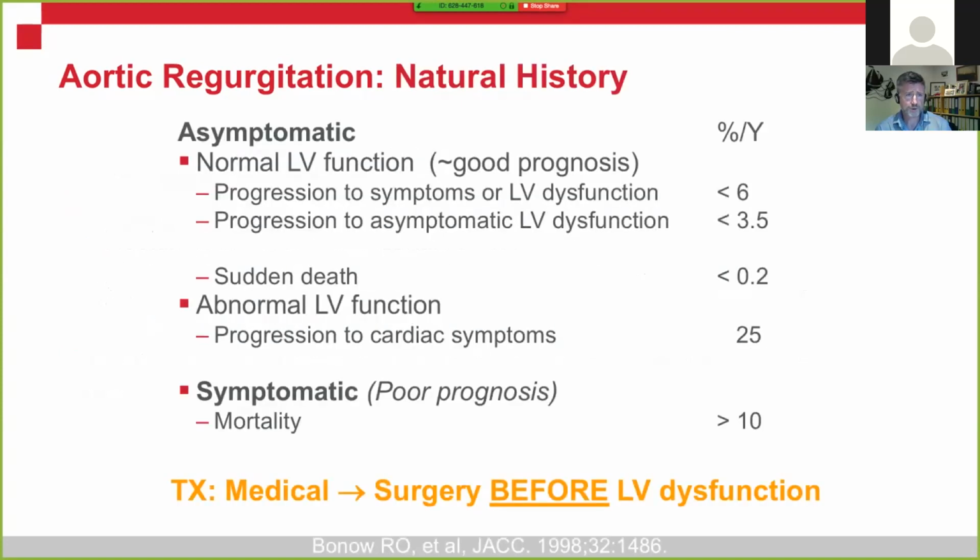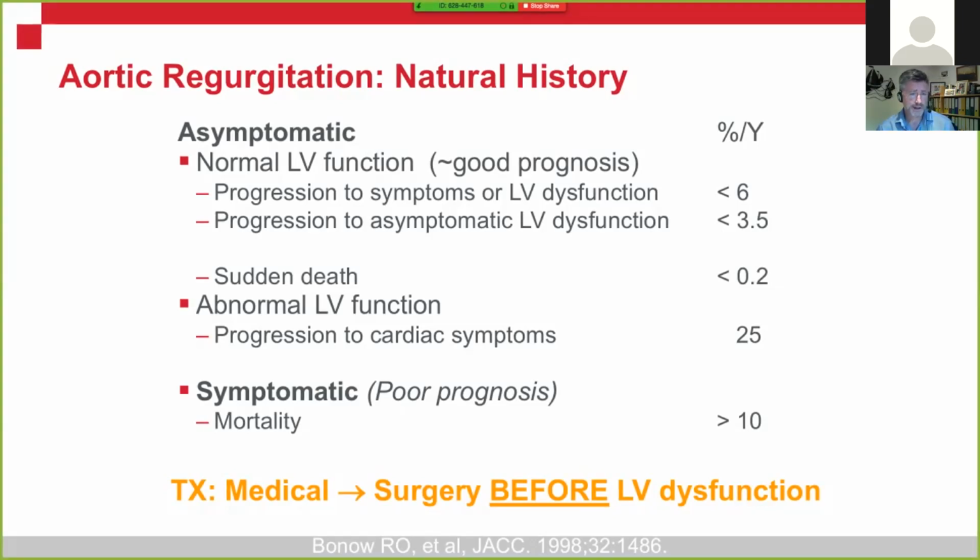In terms of the natural history of aortic regurgitation, if they're completely asymptomatic and have a normal LV, so good LV function, no dilatation, the risk of progression is probably less than 6% a year. The risk of progressing to asymptomatic LV dysfunction is probably less than 3.5% a year, and the risk of sudden death actually is very, very small, less than 0.2% a year.